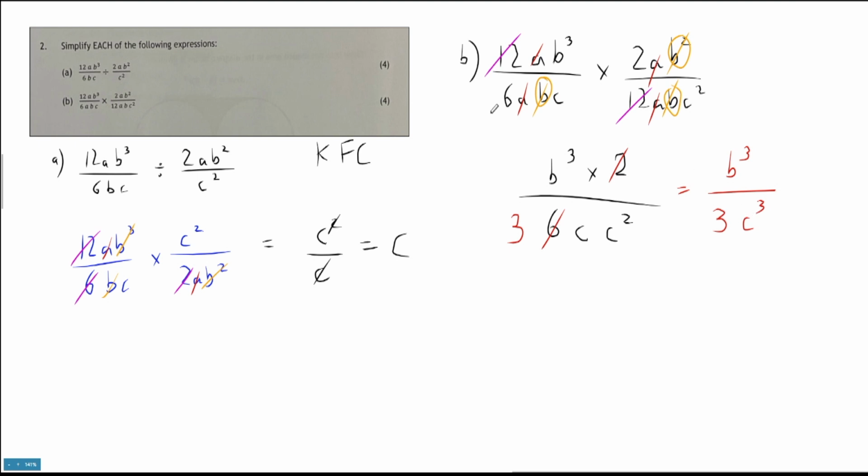Simplify each of the following expressions. Well, yeah, that's simpler. It's better. All right, on to the next one.